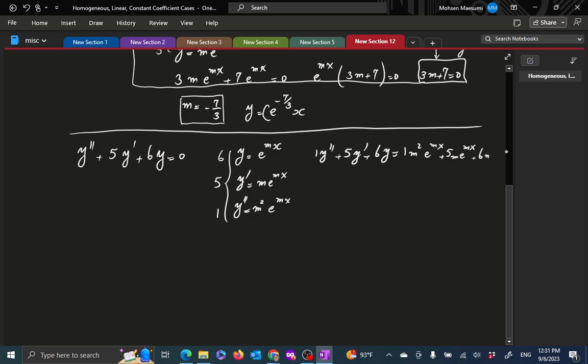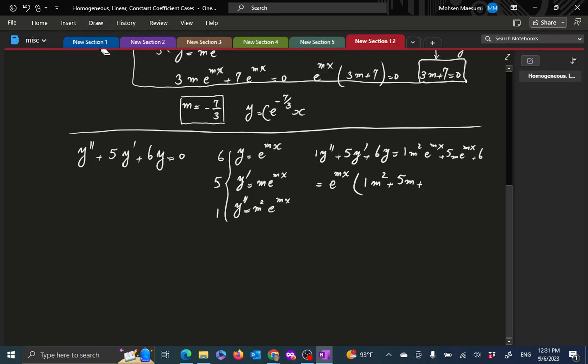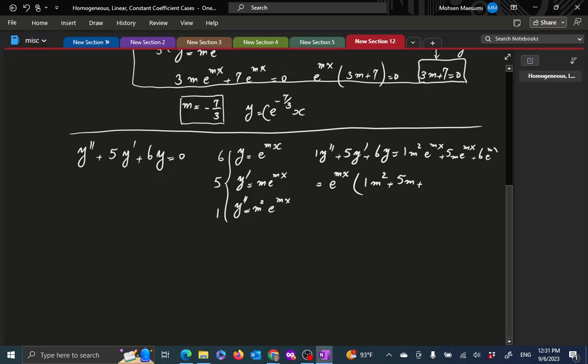1 of this is just 1 m squared e^(mx) plus 5 m e^(mx) plus 6 e^(mx). Well, as before, we can always factor that exponential, and now we are left with 1 m squared plus 5 m plus, I made a mistake here, sorry, just 6.